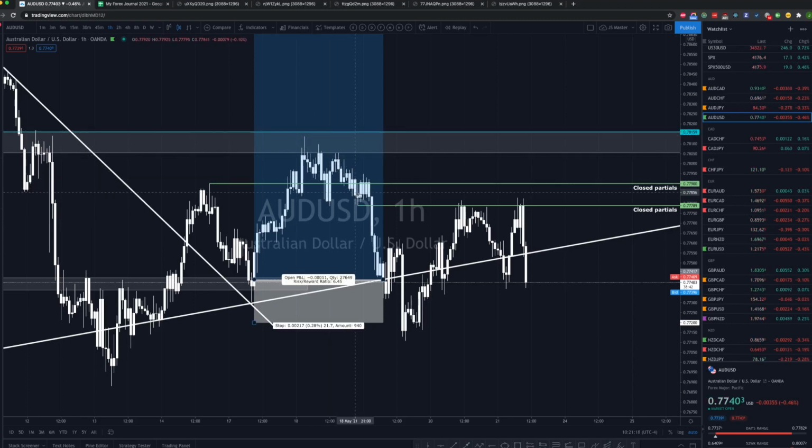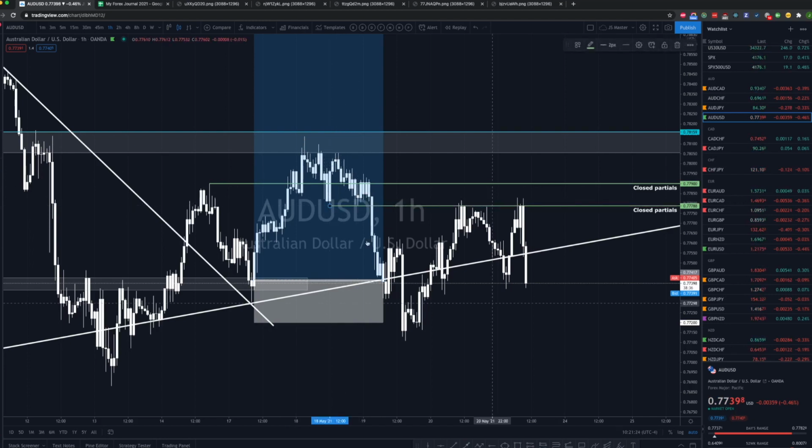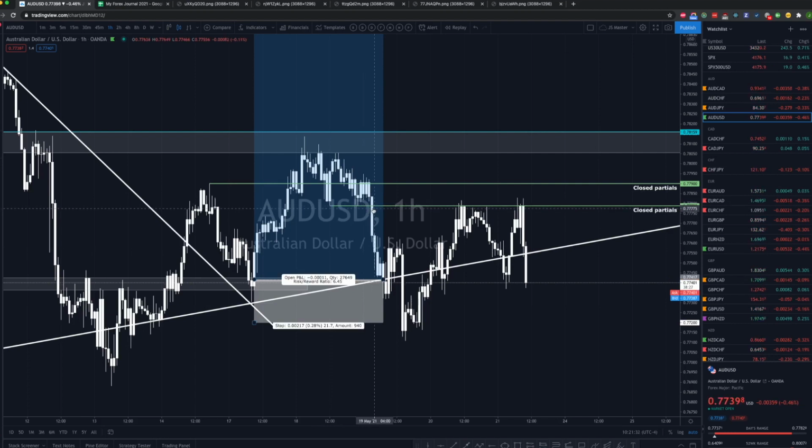I decided that if we were to have another lower low, so if we were to break past these lows here, I'd close another portion of my position. I'd close half of the remaining position once price broke past this level just here. Once that happened, I only had a quarter of the position left open, and the remainder was taken out here at break even.